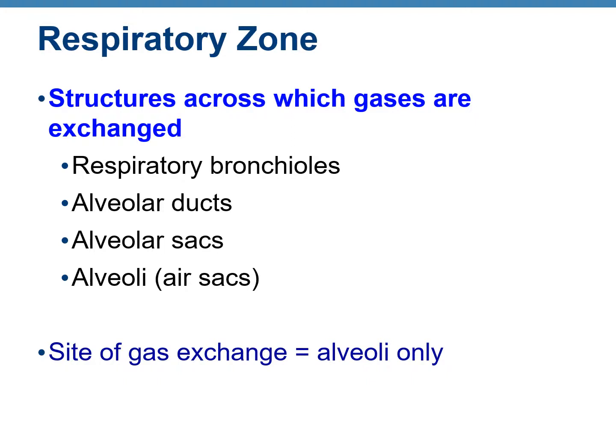The conduction zone would transfer the air to the respiratory zone, and the respiratory zone contains the structures across which actual gas exchange occurs. And the respiratory zone consists of, first, respiratory bronchioles. These would form the alveolar ducts. The alveolar ducts would form the alveolar sacs. The alveolar sacs would form the alveoli, and it is only in the alveoli that oxygen and carbon dioxide are exchanged.